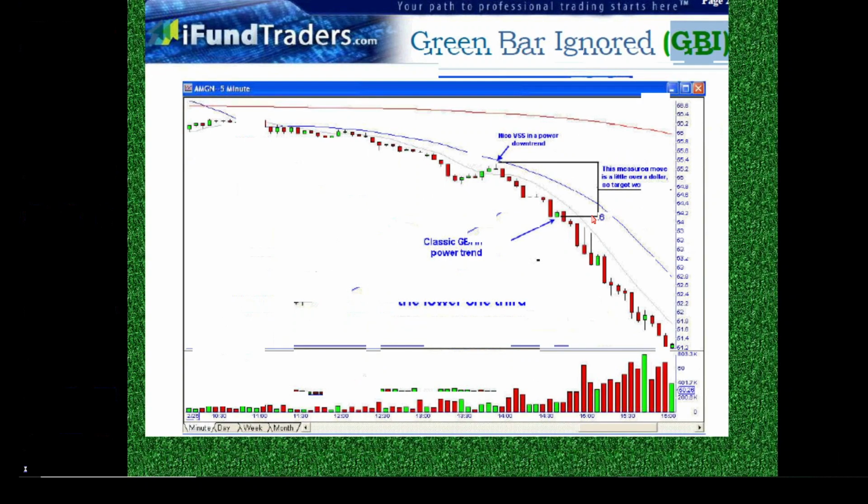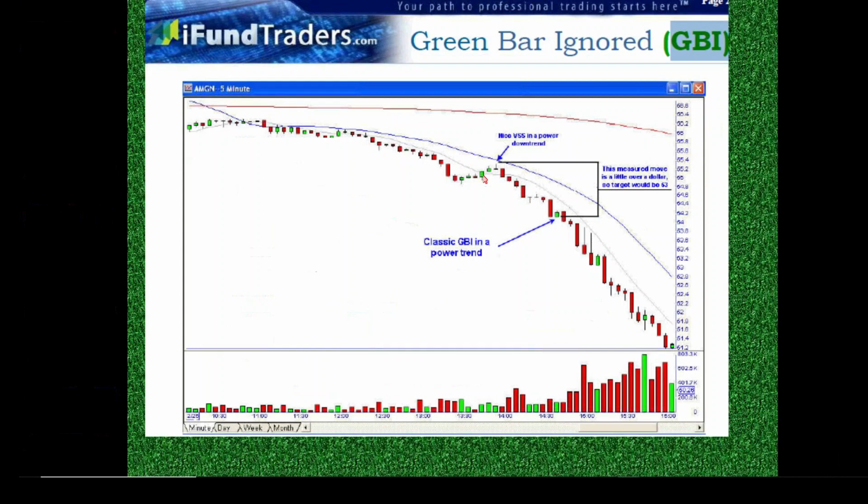Here's another Gibby, right? We have a downward trend. Kind of breaks down here. A breakdown. Here's your Gibby. Enter. It goes down. Put your stop up here. You enter and let it go down.